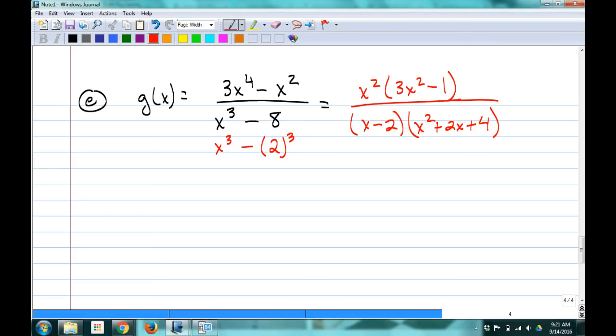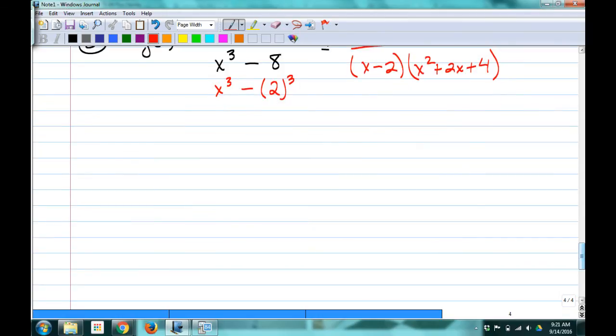Now, does anything cancel out? No, but we need to check for that every time, whether it cancels out or not. Having it in factored form, though, really helps us in solving for our domain and getting our vertical asymptotes out of that. Anyway, so domain. I'm setting x minus 2 equal to 0, and that's going to give me x equals 2. So x can't be 2.